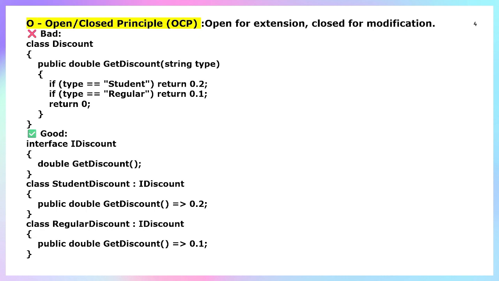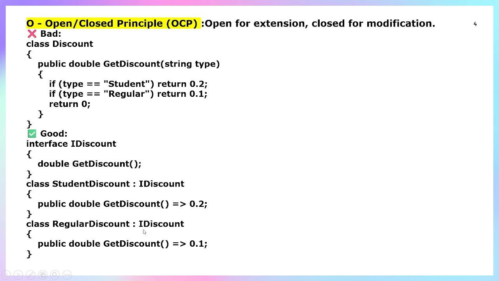You should create a discount interface where you can define what the discount is. Here I am creating IDiscount, which has a double GetDiscount method. When the StudentDiscount inherits the IDiscount interface, it needs to implement this method: public double GetDiscount, because we are inheriting the interface IDiscount.